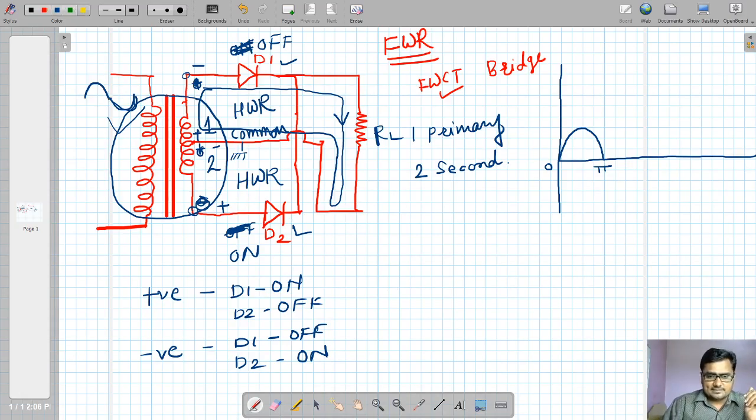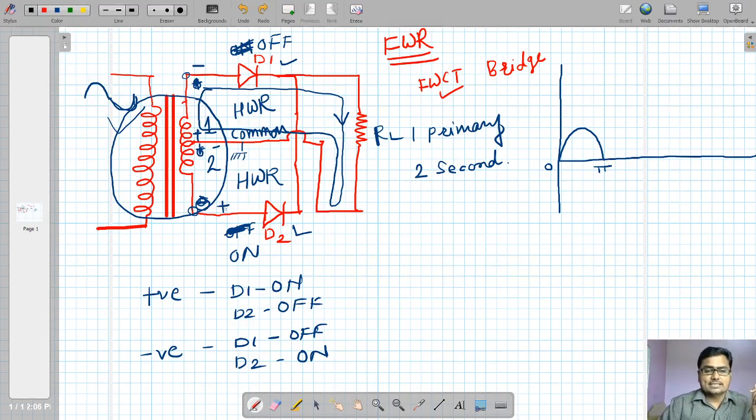Let me take another color. Now current will start flowing in this direction. Look at this. Look at the yellow thing. Is yellow visible? Yes, yellow is visible. Or let me change the color. Let me undo the things. Okay, let me take black color.